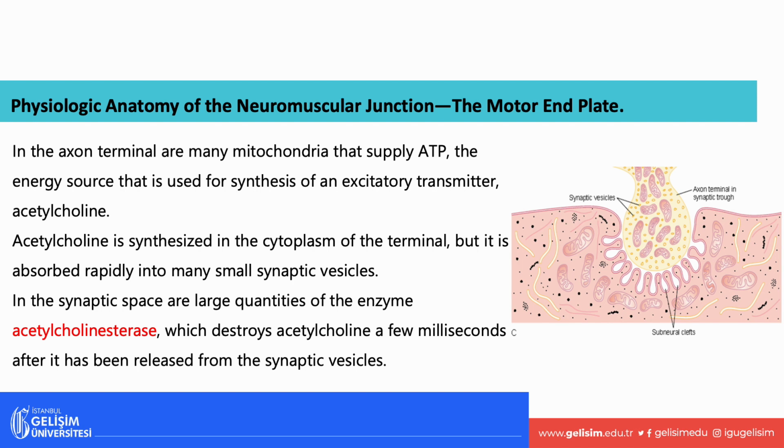Now with that said, acetylcholine only stays in the synaptic space for a very short time because we have another enzyme there that recycles it. That enzyme is called acetylcholinesterase. Acetylcholinesterase is an enzyme that breaks down acetylcholine and sends it back to the axon of the neuron, and then it will get reused.